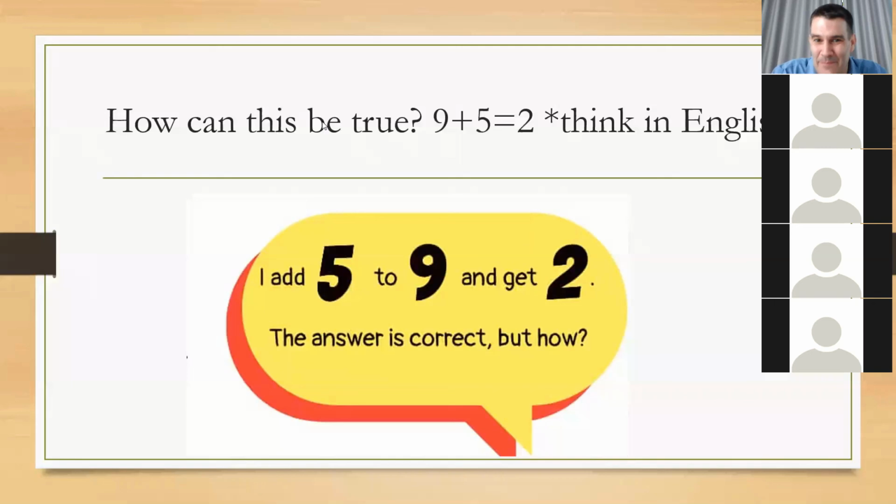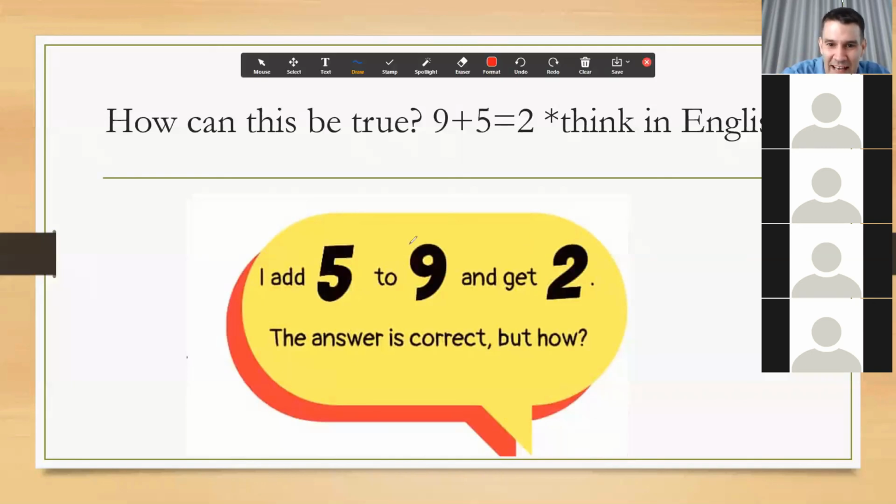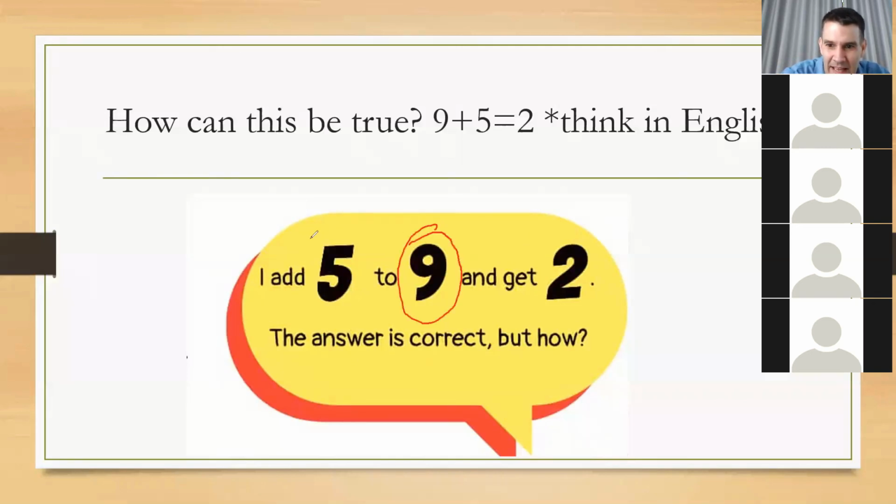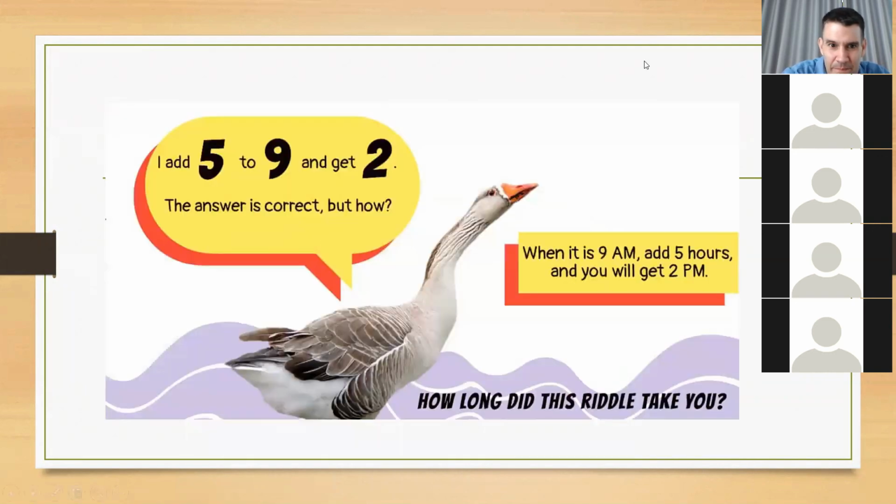So it is time. The answer is time. So if it is 9 a.m. and you add 5 hours, you get 2 p.m. Okay, I will show you on the next slide a little bit clearer. So when it is 9 a.m., you add 5 hours, you will get 2 p.m.